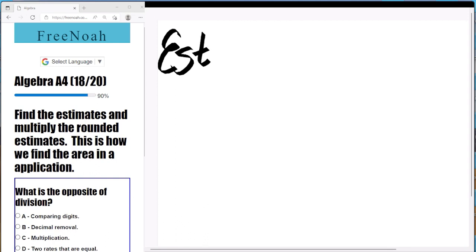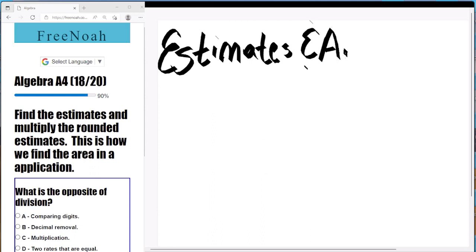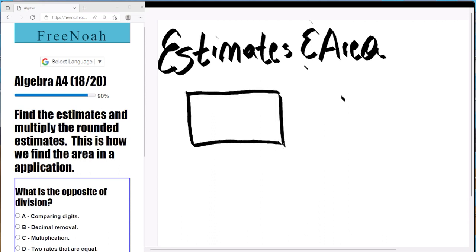So let's have a word problem where we have to give an approximation of the size of an estate. So estimates and area. Here's the estate. It's a rectangle, and area equals length times width. What the word problem is asking for is an approximation of how many square units are within this little property.